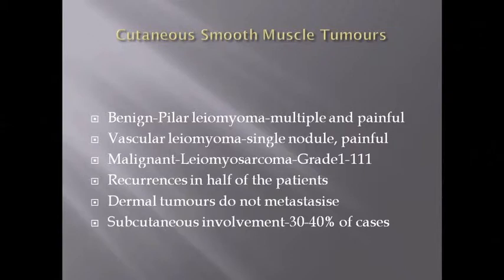Now, the large majority of cases are benign, and they generally arise in a pilar location, that is from the arrector pili muscles. But of course, you do get painful single nodules which turn out to be vascular leiomyomas. We, I'm sure, have seen many vascular leiomyomas, and that seems to be more common than the pilar leiomyomas.